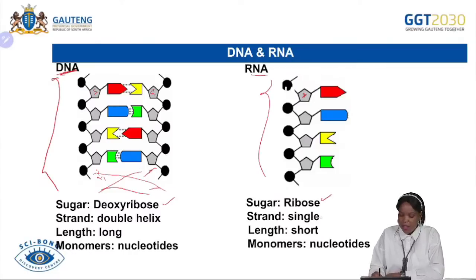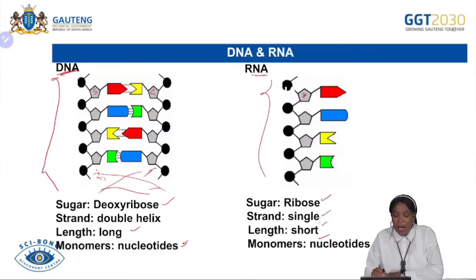Then the structure or the strands for RNA is single-stranded. So you must remember that. Then DNA is a very long molecule, whereas RNA is a short molecule. The monomers of DNA are nucleotides. What are the monomers? The building blocks. The building blocks are nucleotides, and the monomers for RNA are also nucleotides. But the nucleotides of DNA and the nucleotides of RNA differ. So now we need to check where they differ. Then you can write that in your table.